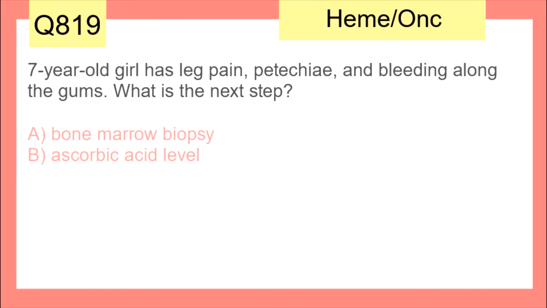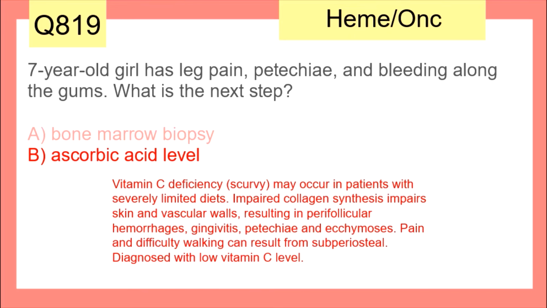819, a 7-year-old girl has leg pain, petechiae, and bleeding along the gums. What's the next step? We want to get an ascorbic acid level because this sounds like scurvy.